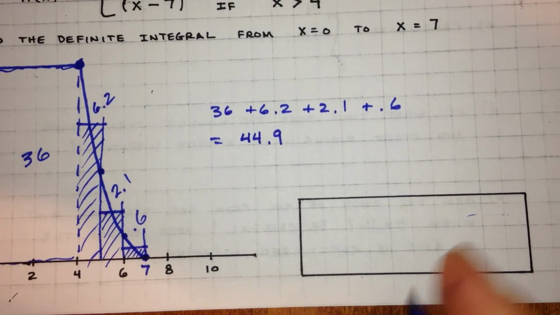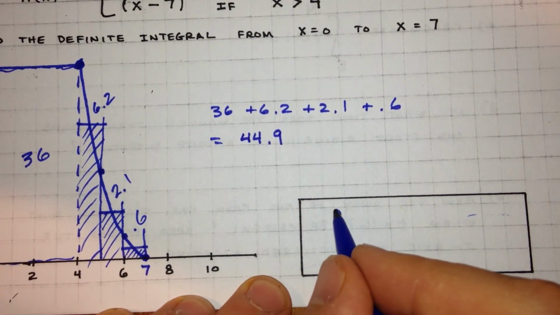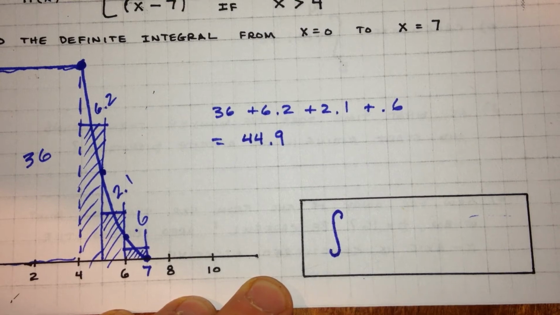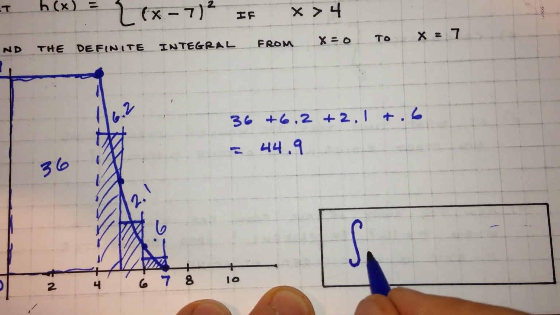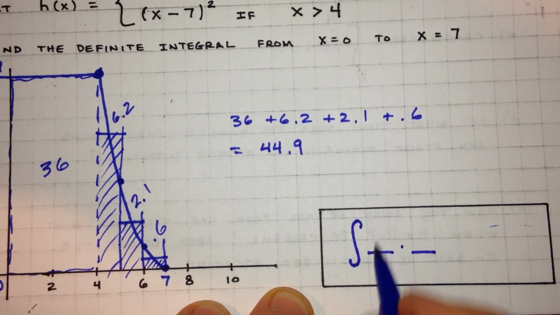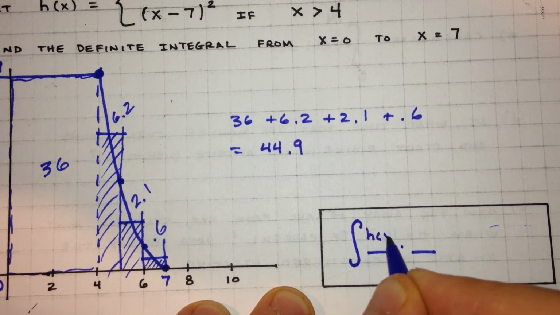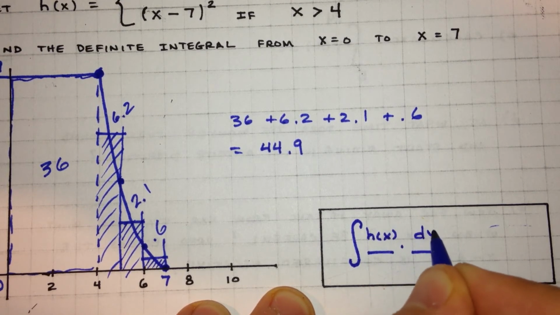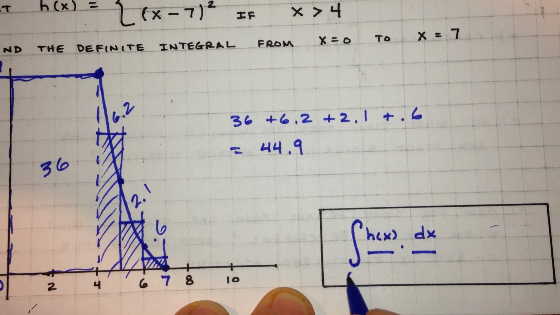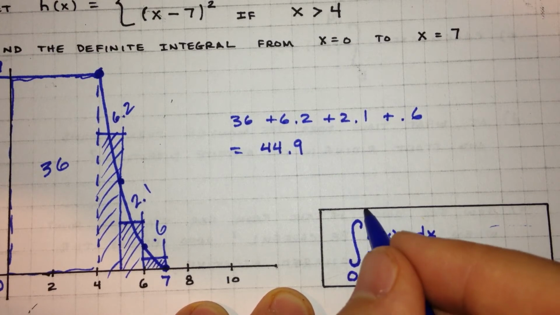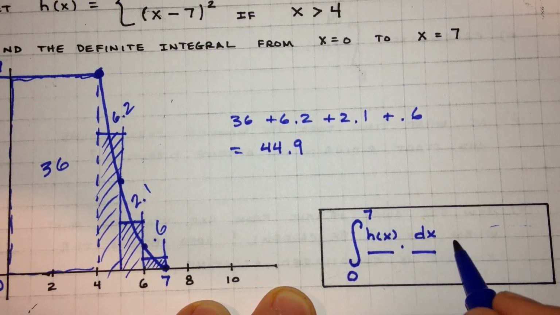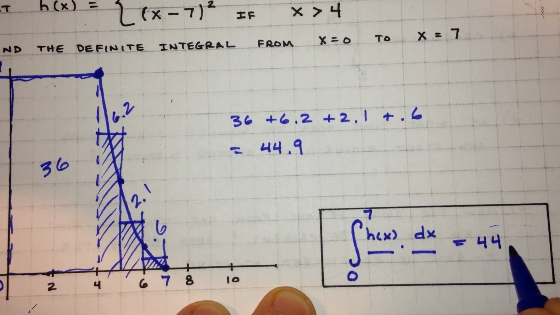Last thing, I want to remind you how to write this symbolically. We say what we just did is we took the sum of the function times the width. Now the function in this case was called h of x, and the width is always going to be dx. We did this starting when x was 0. We stopped when x was 7, and our final value was 44.9.